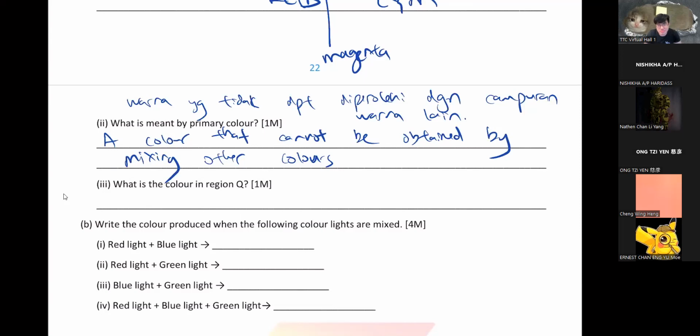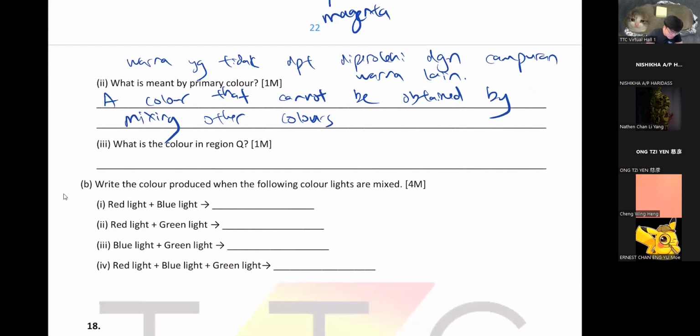Okay, so you cannot mix primary colors. It's just like your pendidikan seni lah. Red, yellow, and blue, they are the basic colors. You cannot get yellow by mixing other colors. That is your pendidikan seni. This is your light. It's very different.